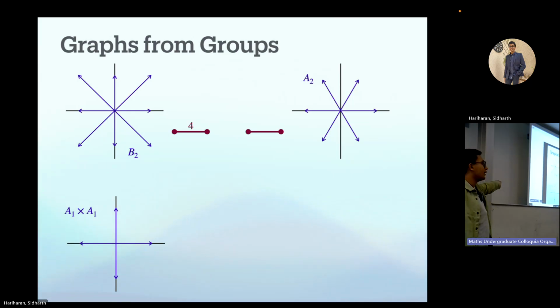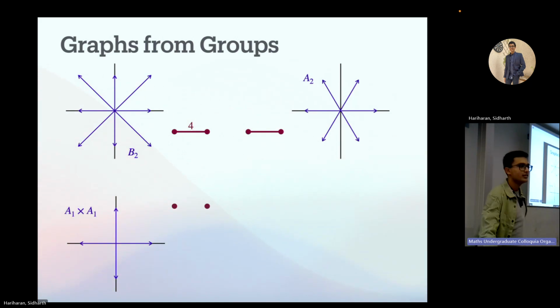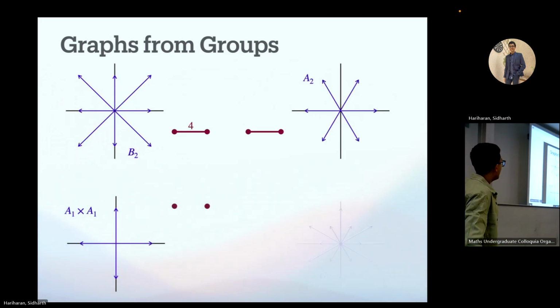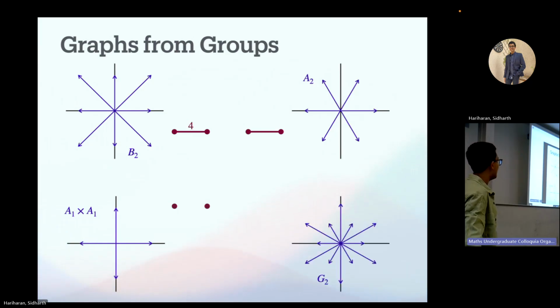We have A1 cross A1. Any guesses as to how many vertices this one has? Again, 2. Now, are they going to be connected? They're not going to be connected, right? Because the 2 simple roots are going to be like i hat and j hat, e1 and e2. They're orthogonal. So there's no line between them, because if we had a line, we would label it 2, and by convention, we just skip that. Right? So, okay, and G2 finally.